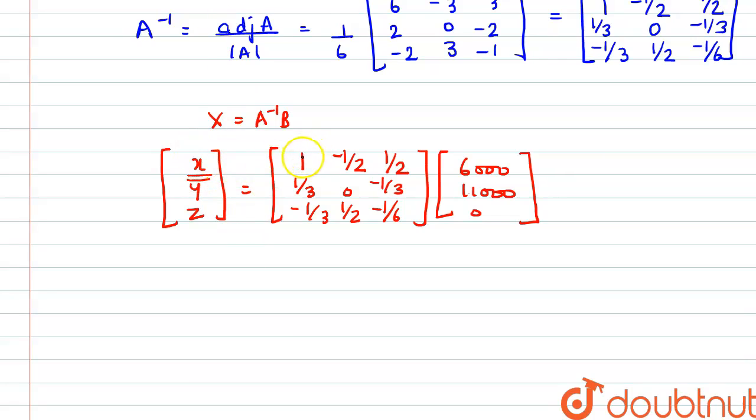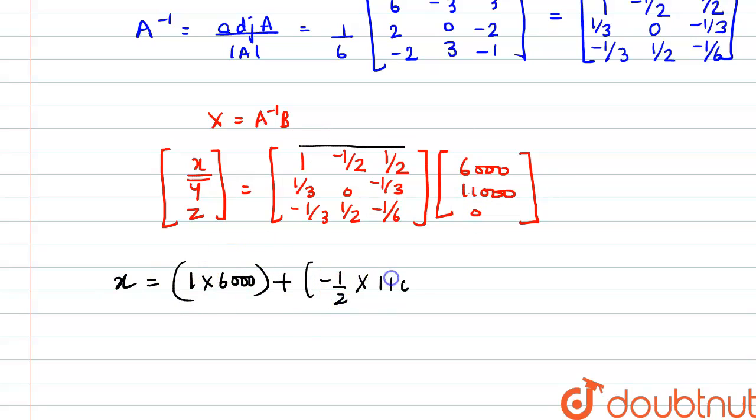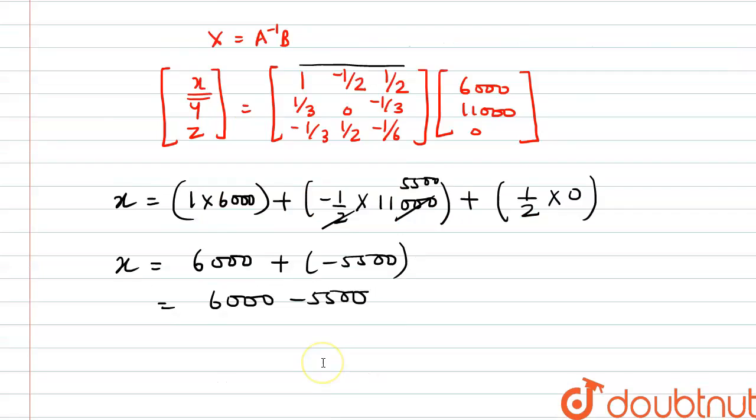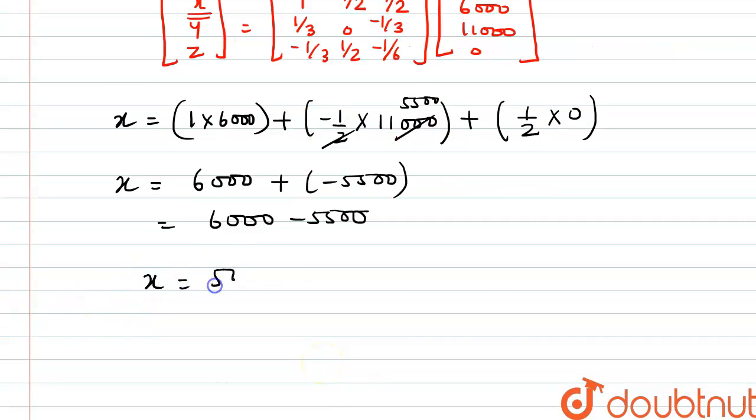So if we multiply the first row of this with the column, we will get our x as 1 multiplied by 6,000 plus minus 1 by 2 multiplied by 11,000 plus 1 by 2 multiplied by 0. So here we have x is equal to 6,000 plus this gives us minus 5,500, or we can write this as 6,000 minus 5,500. So from here x comes out to be 500.